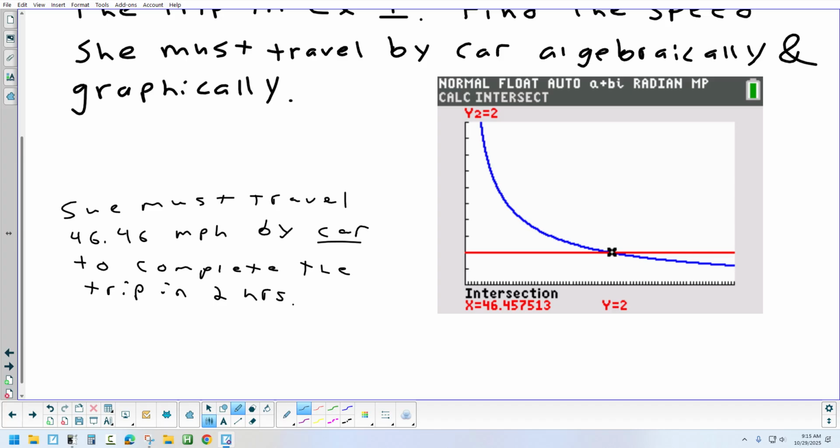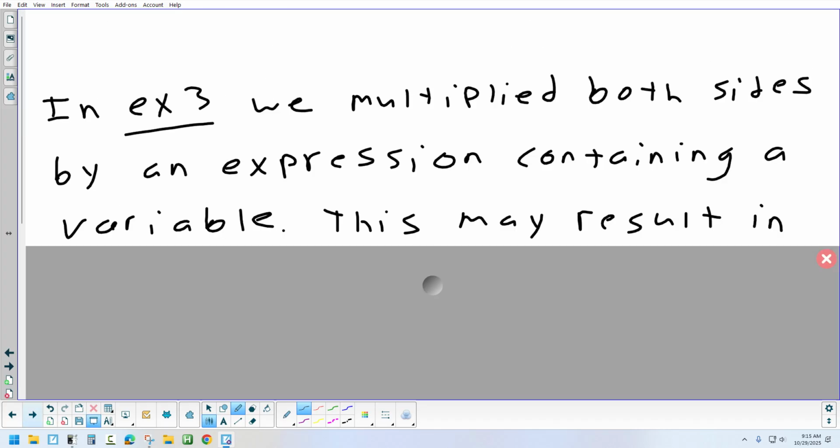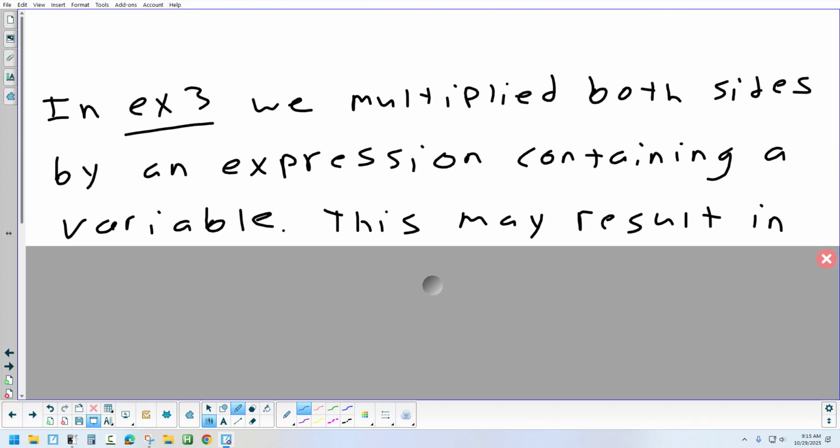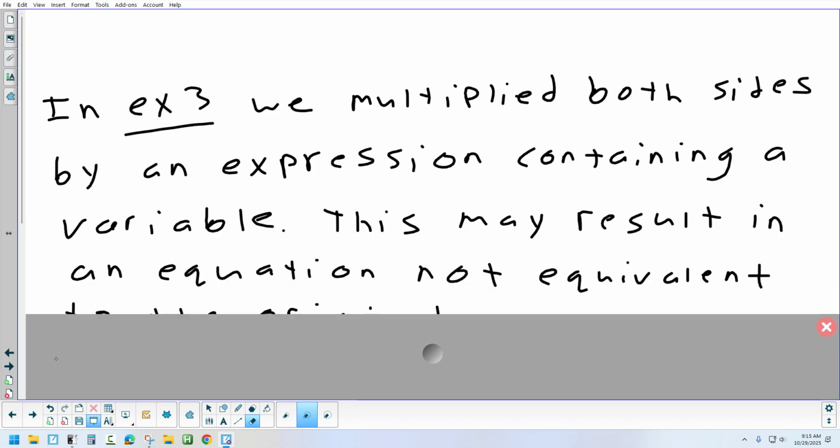Now, if this wasn't in reference to the word problem, then I could zoom back out, and we know that it's going to cross it in the negatives as well. Okay, so there is an answer in the negatives, it just doesn't make sense in the word problem. So we didn't actually do this, so I'm going to reword it, but we're going to do this next.